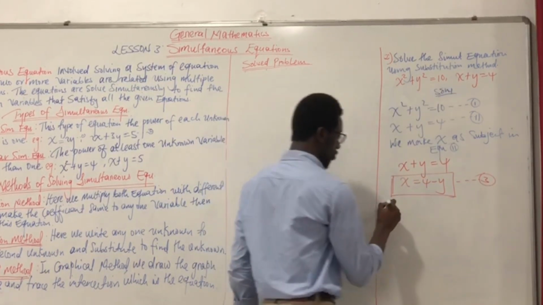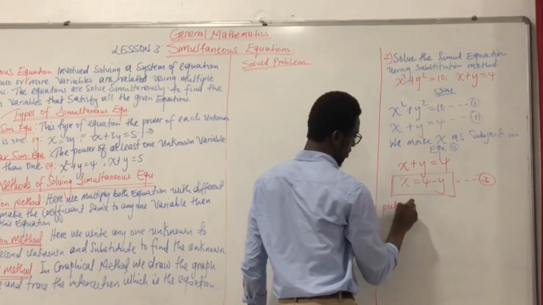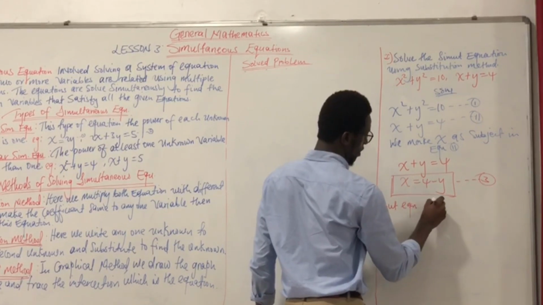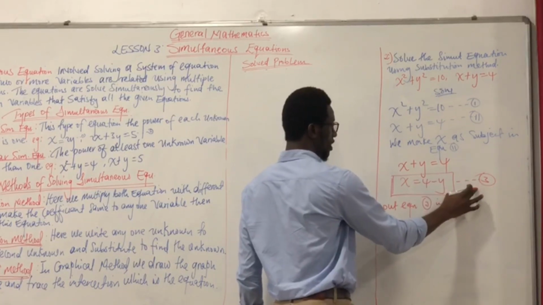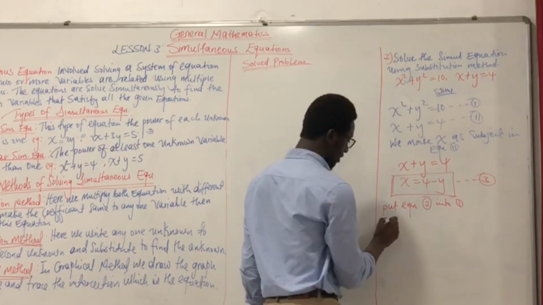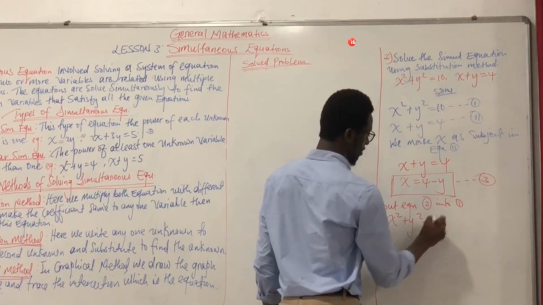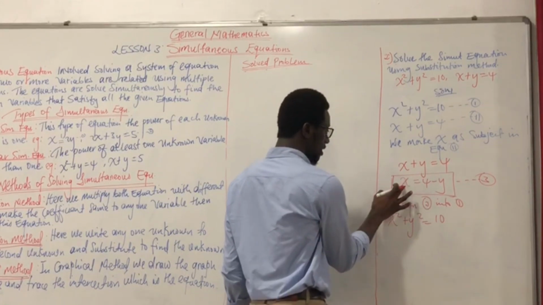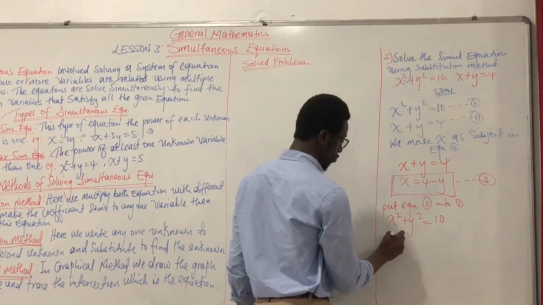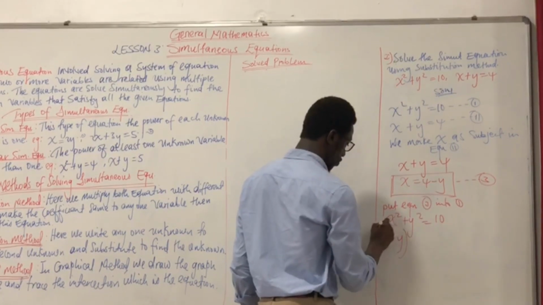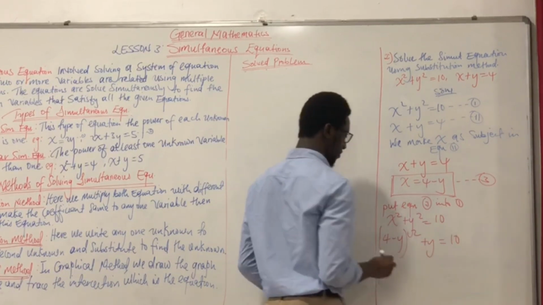So now we take equation 3 and put it in equation 1. Equation 1 says x squared plus y squared equals 10. So now by putting this equation into this, it becomes (4 minus y) all squared plus y squared equals 10.